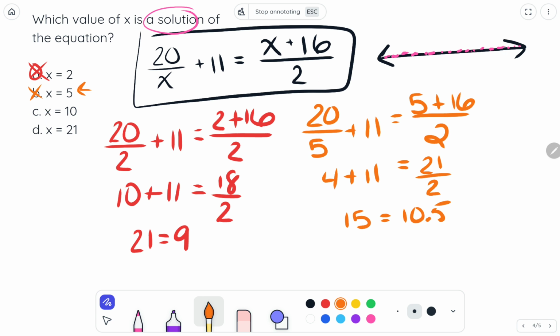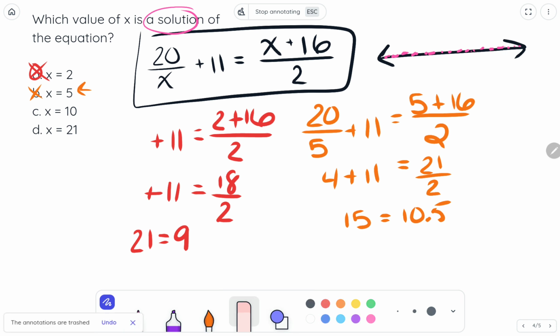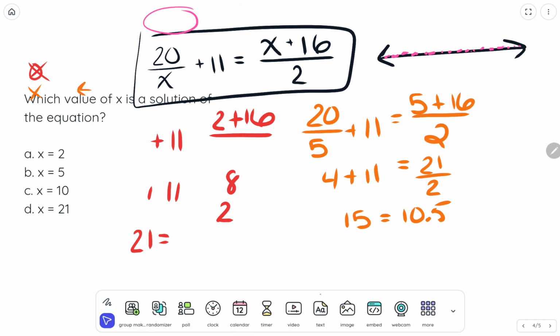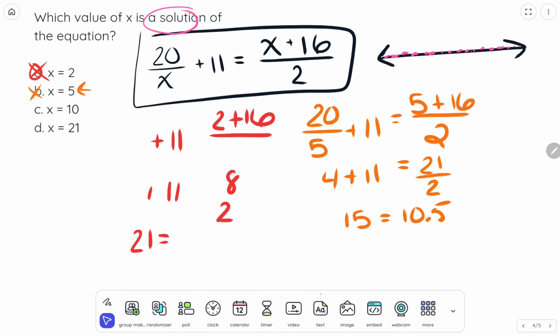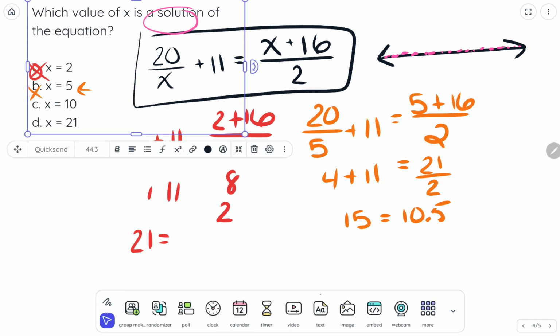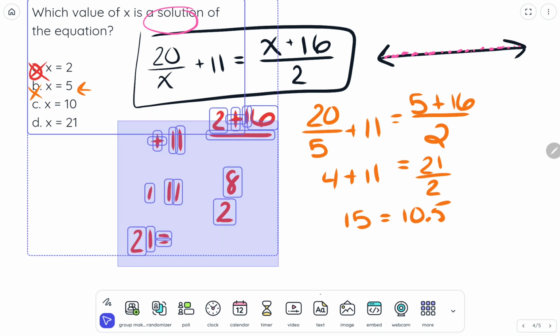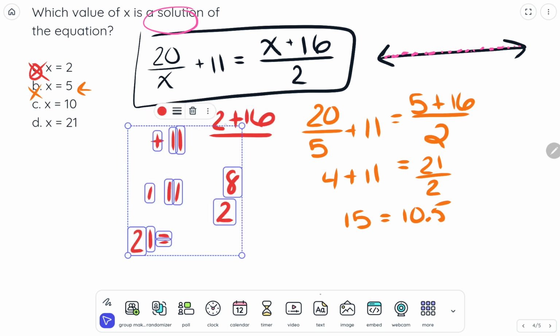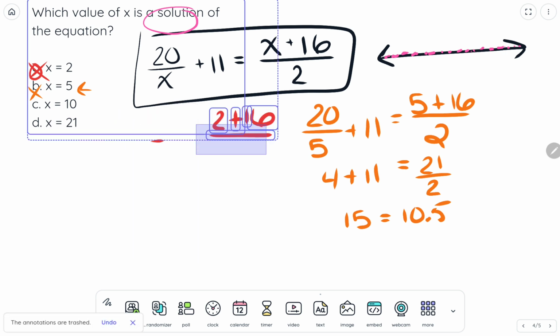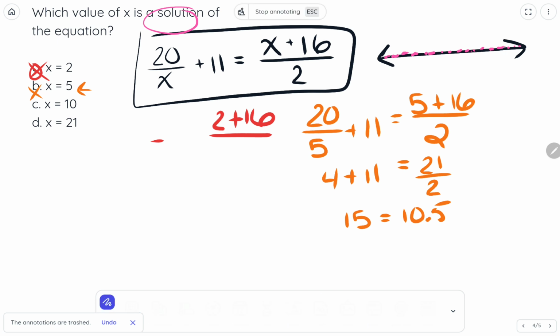Let's try... I think I'm going to have to erase some stuff. I'm going to erase all my red. Oops. No, I don't want to erase all of that. Nope. I'll go back here.